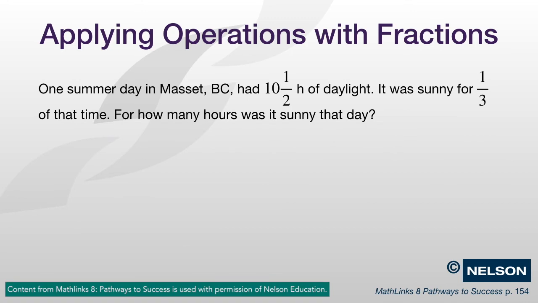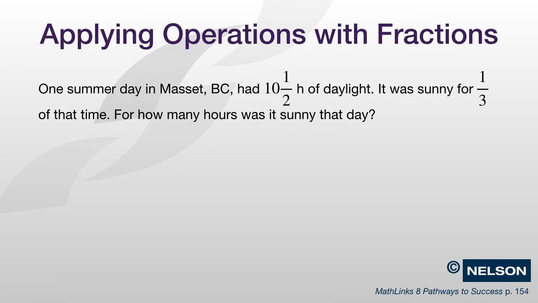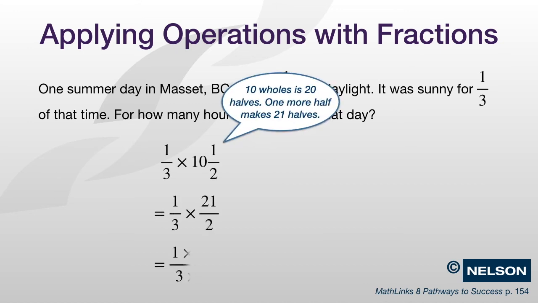One summer day in Masset had 10 1/2 hours of daylight. It was sunny for 1/3 of that time. For how many hours was it sunny that day? This problem can be solved by finding 1/3 of 10 and 1/2. Continuing to calculate the product as before gives an answer of 3 and 1/2 hours.